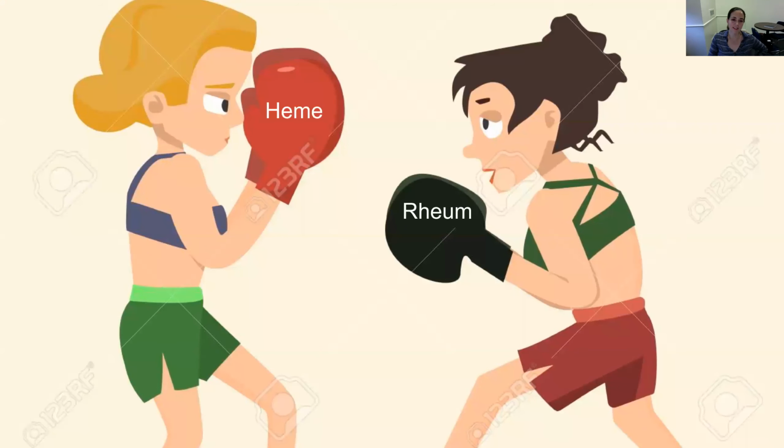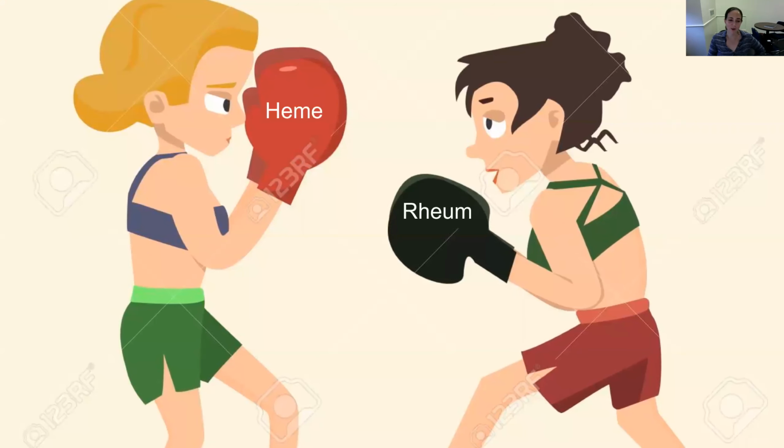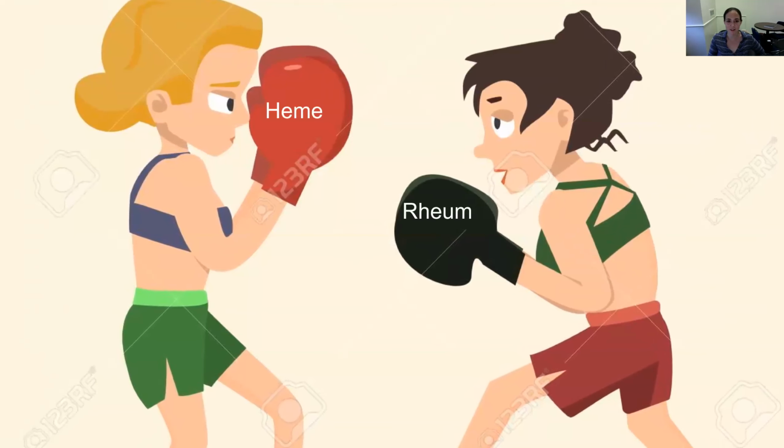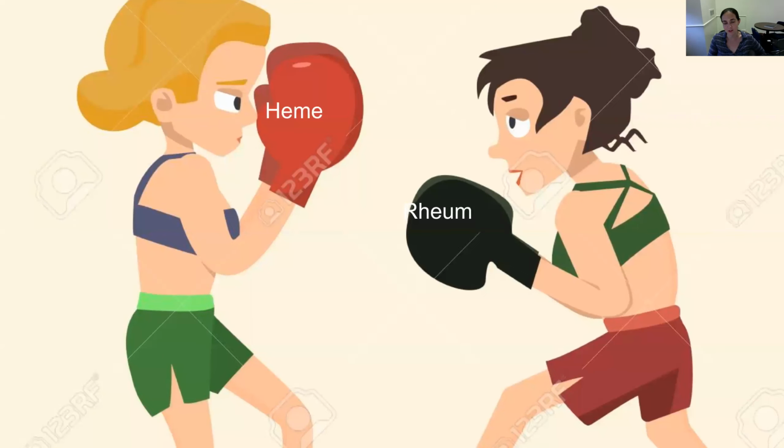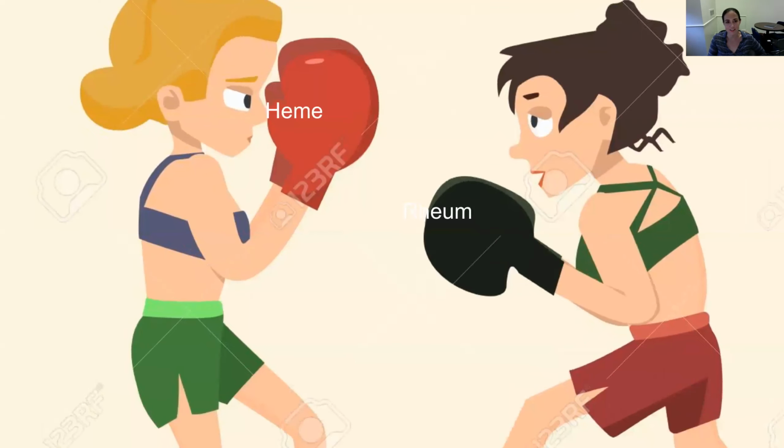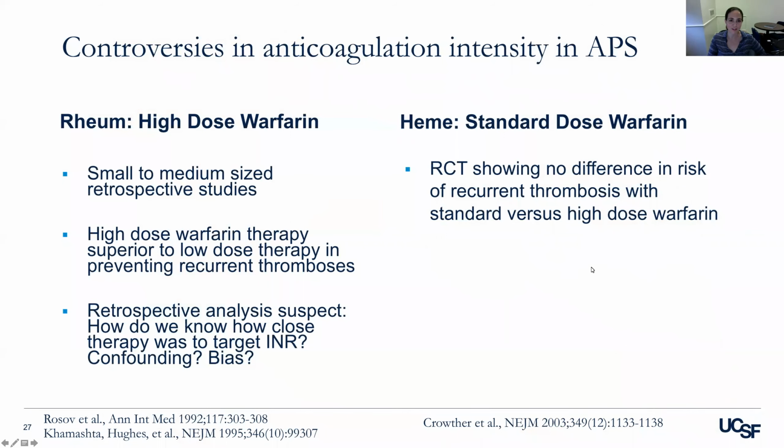So when we're making these decisions, there's somewhat of a disagreement in the literature, at least between hematology and rheumatology. So let's go through that data together. So there is some controversy, as I said, in how we think about anticoagulation intensity in patients who have antiphospholipid syndrome. When you look at the rheumatology literature, there are multiple small to medium-sized retrospective studies that come down on the side of high-dose warfarin.